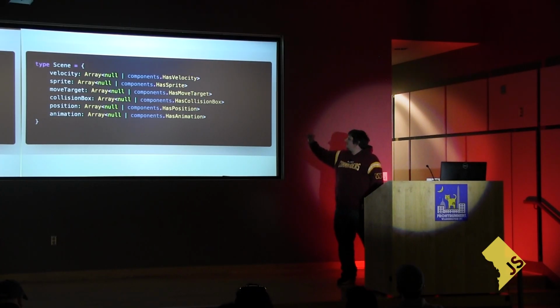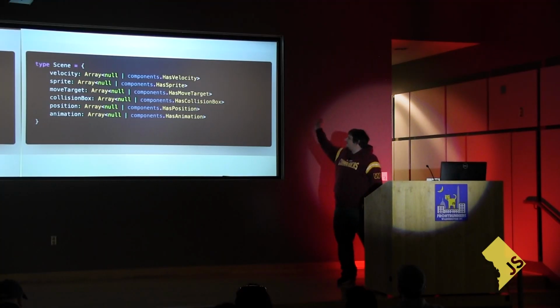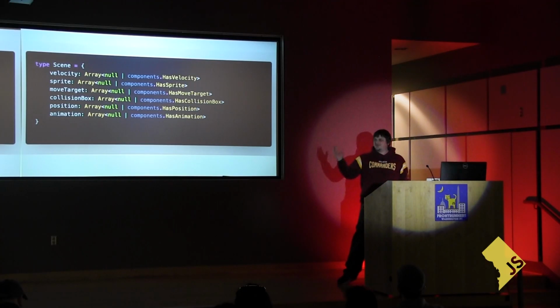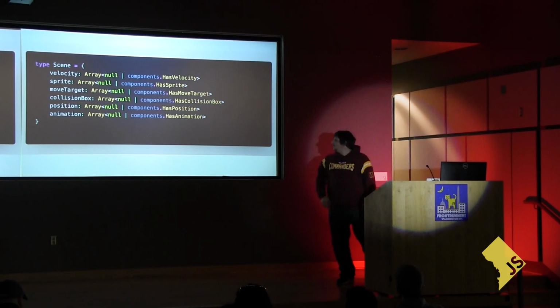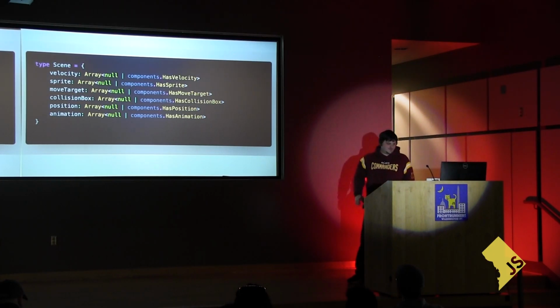So velocity will be an array of 5,000 items that will either be an empty slot, null, or it will be the has-velocity component. You can probably intuit what I mean by velocity. It means x change, y change, position, your x coordinate, your y coordinate, et cetera, et cetera.